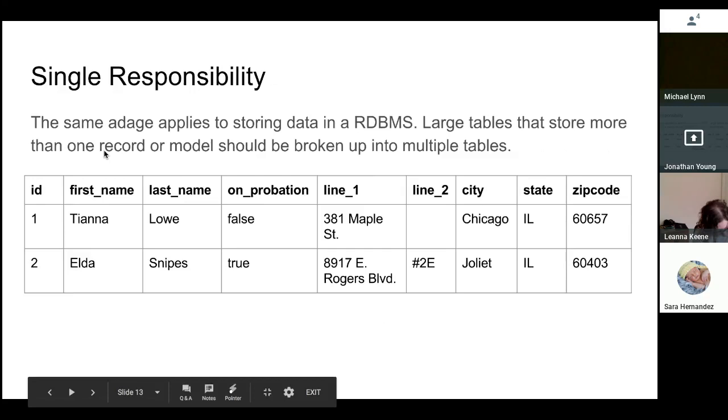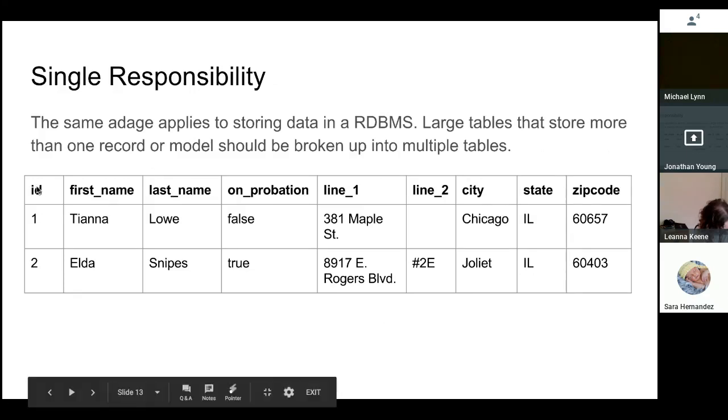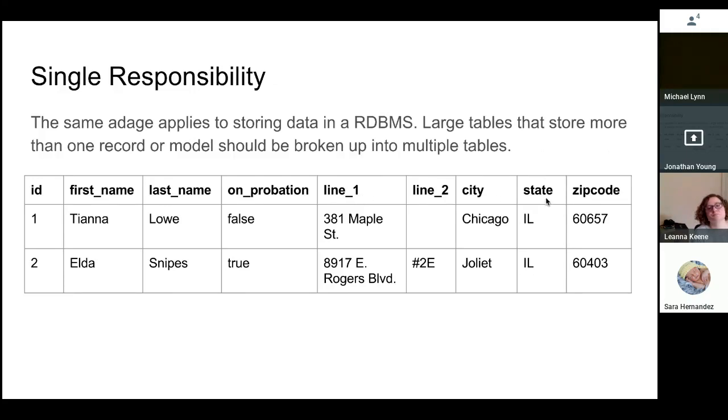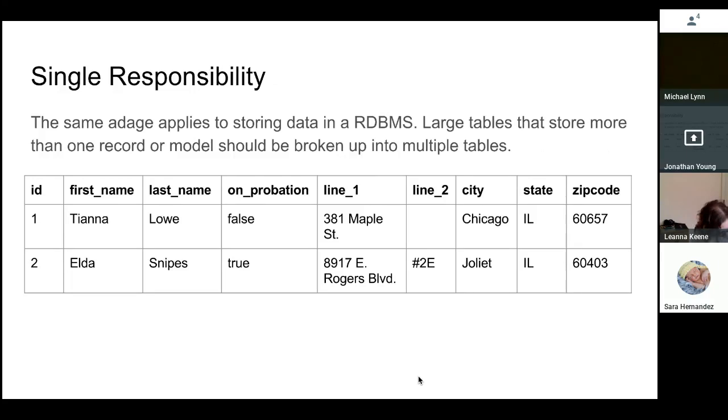And similarly, when you talk about storing data, having one table do too much is probably a bad idea. So let's just take a look at this. We have one table here, and the column names are ID, first name, last name, on probation, line 1, 2, 3, city, state, and zip code. Is this following the single responsibility rule?